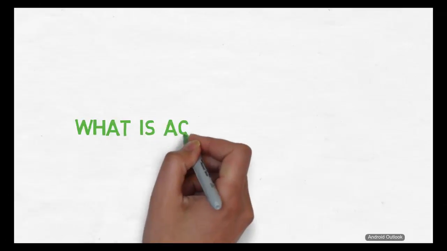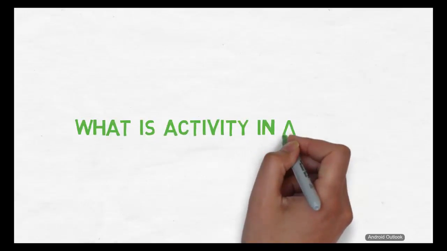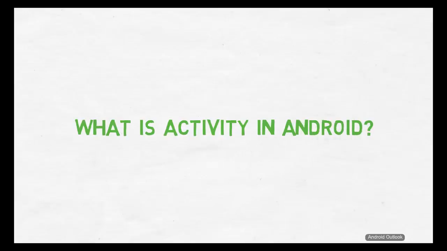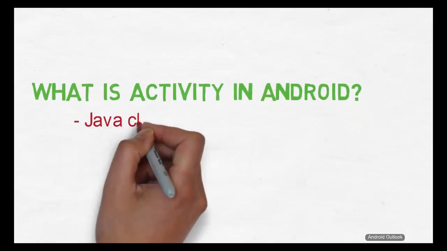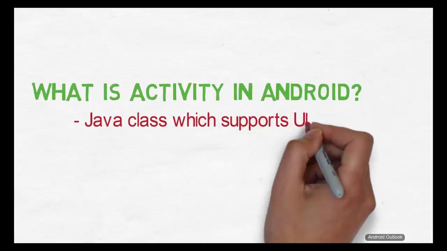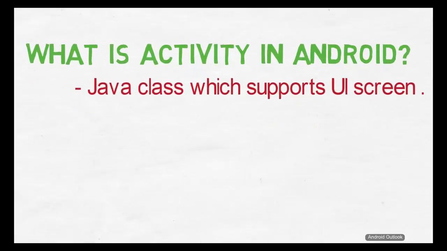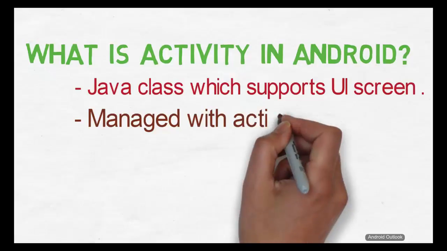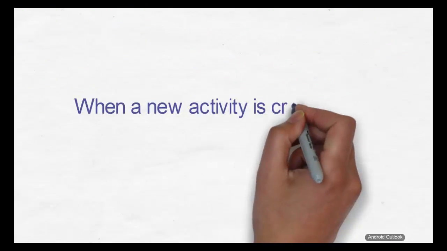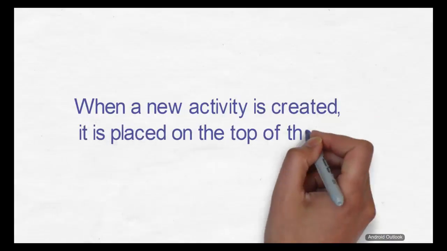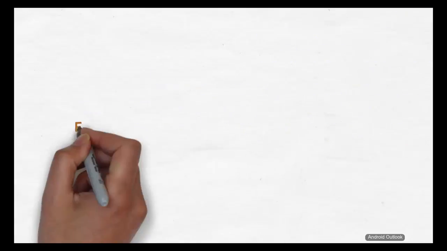So in this part we are going to look at the activity in Android and its life cycle. In the simplest form, activity can be considered as a Java class which supports a UI screen. Activity is managed with an activity stack. When a new activity is created, it is placed on the top of the stack and the previous activity remains below the new activity in the activity stack.